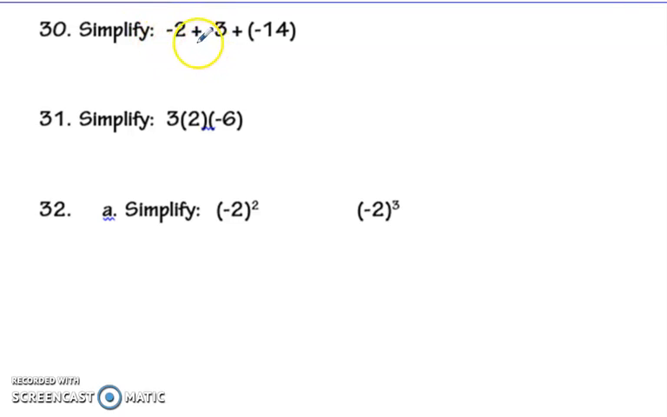Simplifying, okay, and so I notice these are all negatives, so you add a negative to another negative and so on, you just get a bigger negative. So we've got a -5 plus a -14. Okay, I'm doing some teacher thinking right here. And so we're getting -19. There we go.